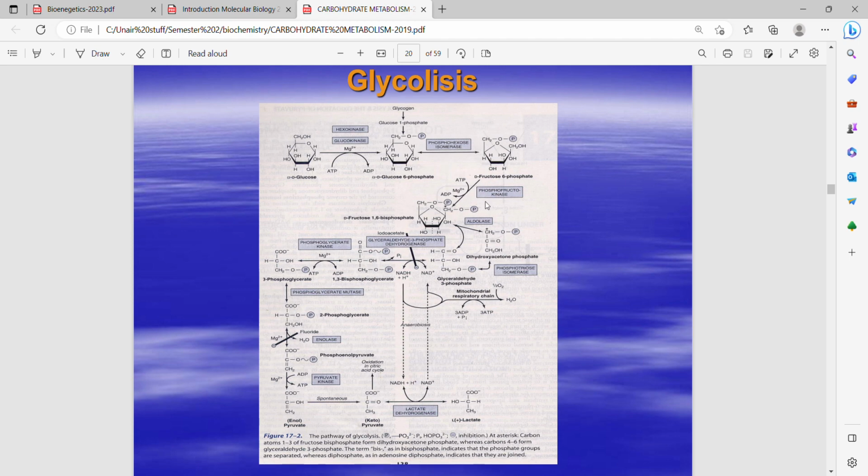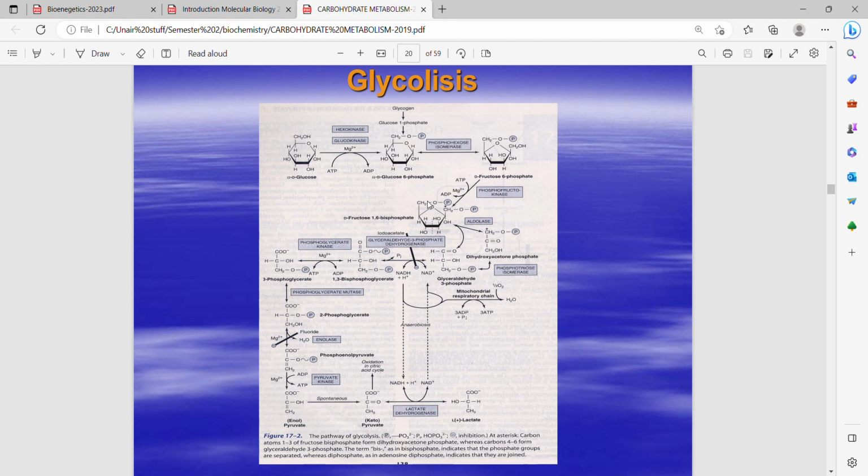This process is catalyzed by phosphofructokinase. See here, phosphofructokinase catalyzes the transfer of the phosphate group from ATP. The addition of a phosphate group to the fructose phosphate by the ATP converts ATP to ADP. So I have 2 phosphate groups here.